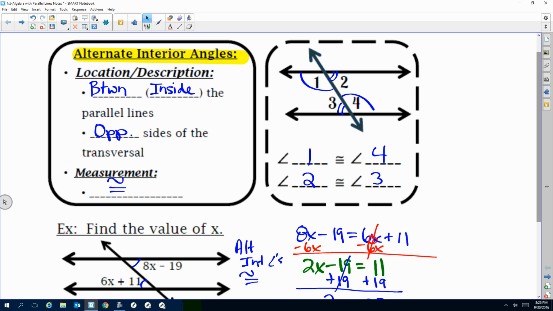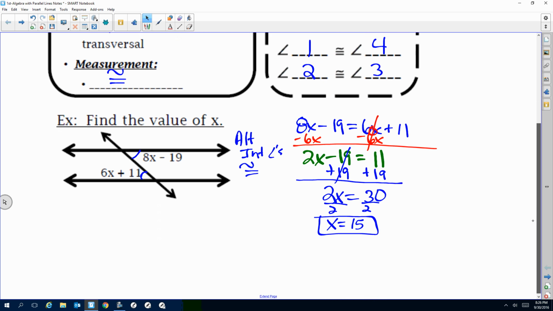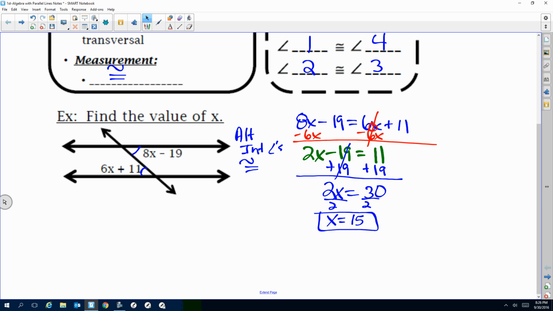So alternate interior angles, they're just a recap, they're between the inside of the parallel lines. I went ahead and marked those to show 1 and 4 is congruent and 2 and 3 are congruent. Remember, they are also opposite sides of the transversal. And so they gave us an example, and we had to mark to show that this expression was in between the parallel lines and they were on the opposite sides of the transversal. So the equation was our 8x minus 19 equals 6x plus 11. So go ahead and get this copied or make sure this is in your notes if you did not do so.